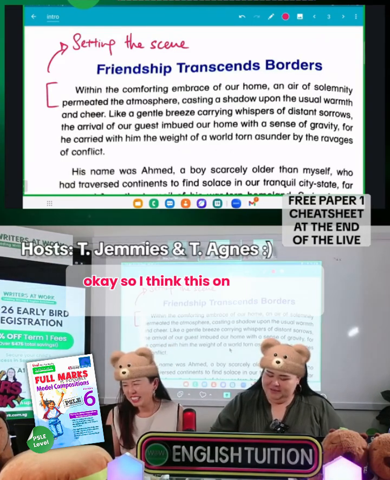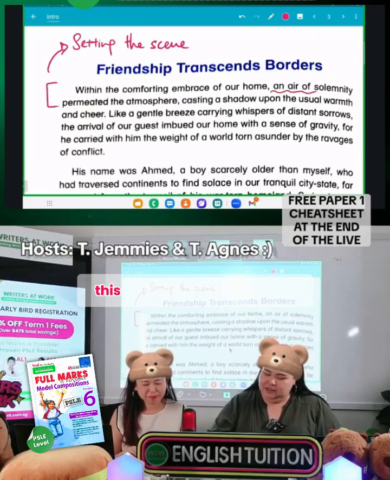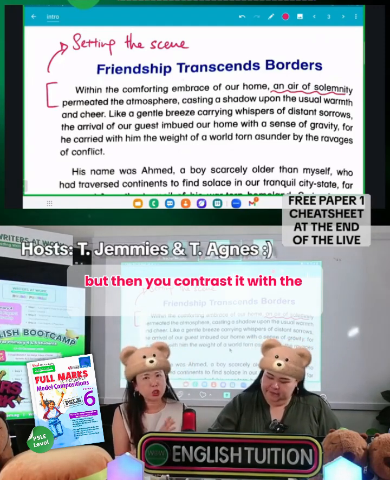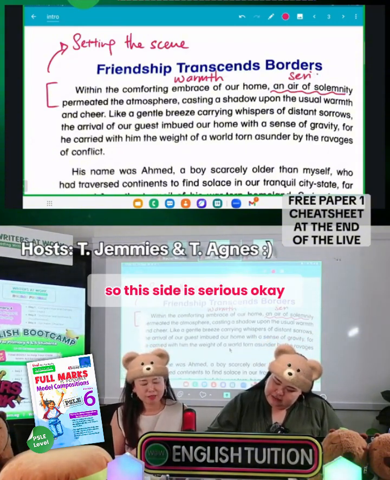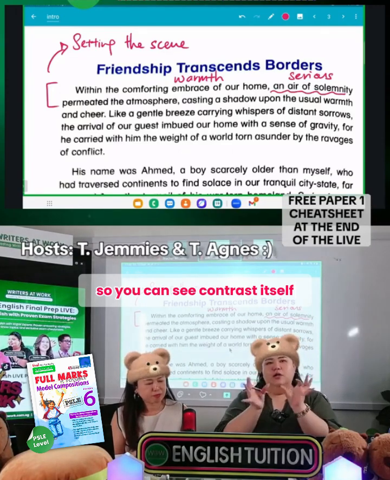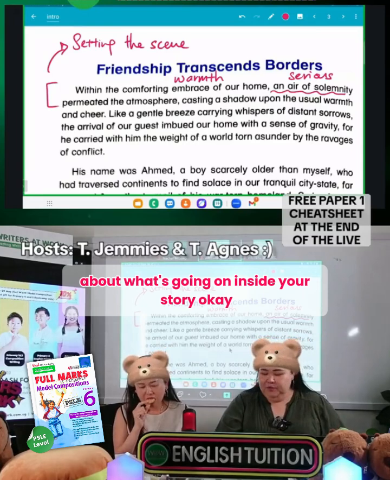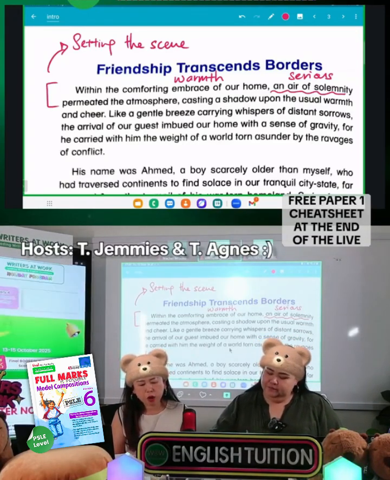So I think this one is setting the scene itself, and then air of solemnity, right? This means seriousness, correct? So you see, comforting embrace is warm, but then you contrast it with the air of solemnity, which is a serious tone. So you can see contrast itself sometimes will make your reader feel more curious about what's going on inside your story. Then after that, like a gentle breeze, shadow, warmth and cheer.